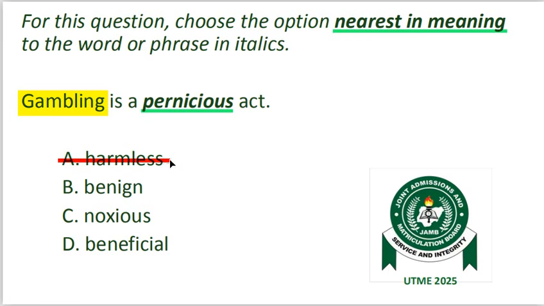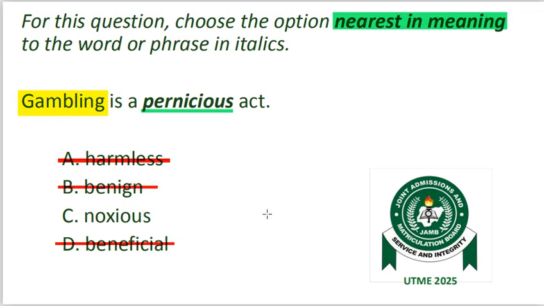That is why you must always remember your instruction. If your instruction says nearest in meaning, there will be answers that are opposite in meaning. So if you mistake the instruction for opposite in meaning, you are going to fall into the pit of choosing the wrong option. A. Harmless is wrong. B. Benign. C. Noxious. D. Beneficial. Beneficial is also wrong. When something is benign, it is gentle, soft, not harmful. So you can see that even benign is opposite in meaning.